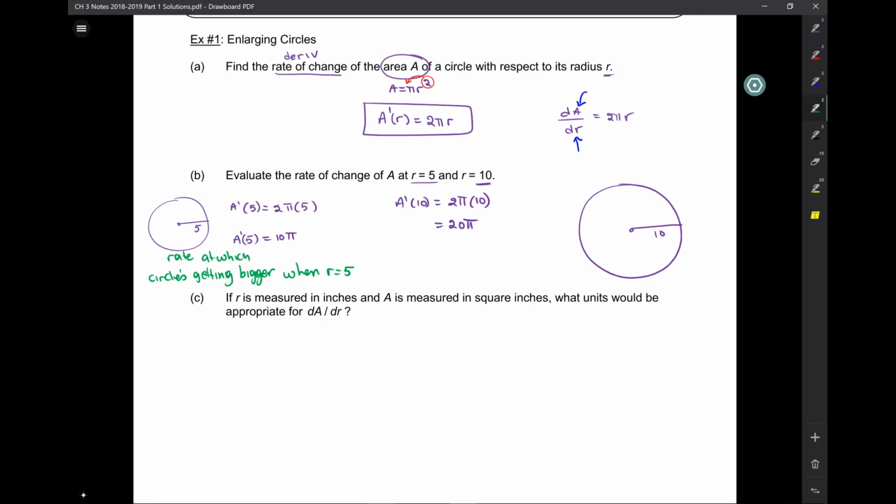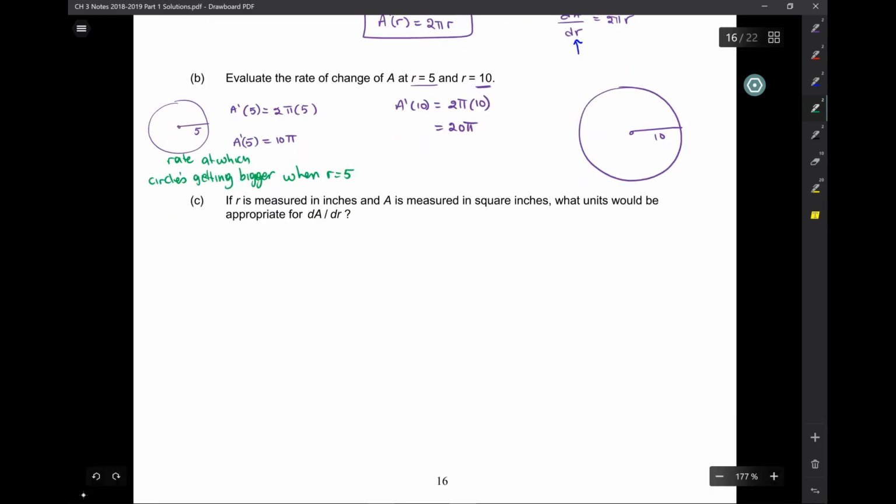Once the radius is 10, what's the rate at which it's getting bigger? 62.8. It's 20 pi, right? So what does that tell you? As the circle is getting bigger, the rate at which it's expanding is increasing. So it's expanding at a faster and faster rate. We'll come back to that later.